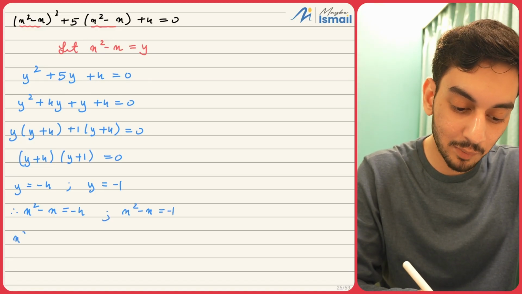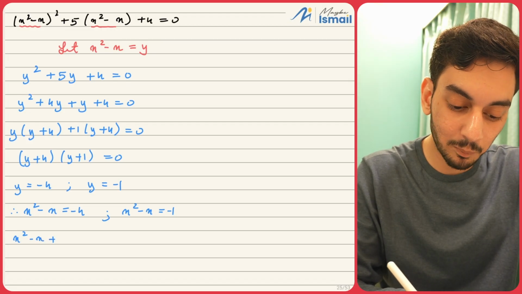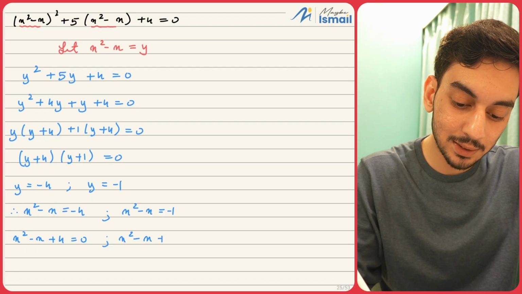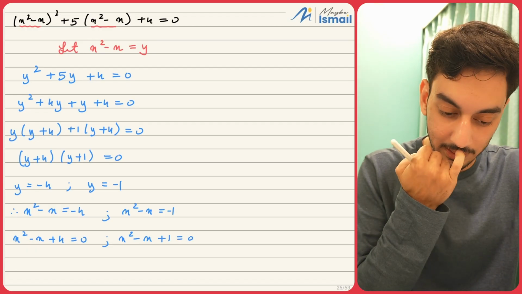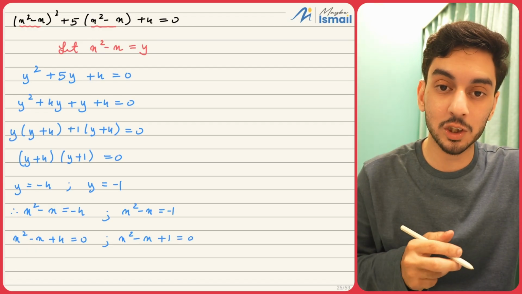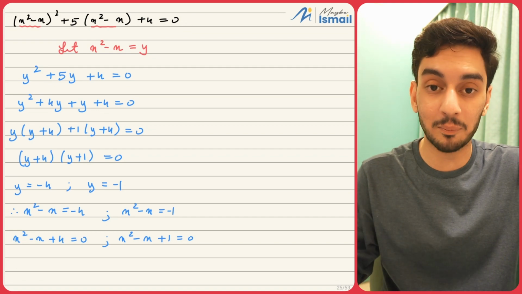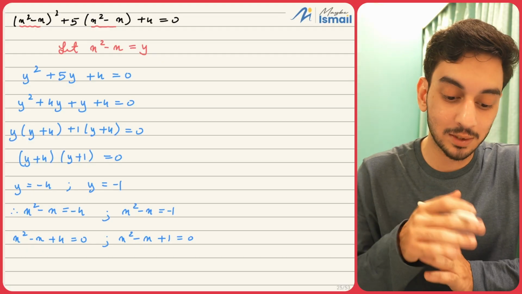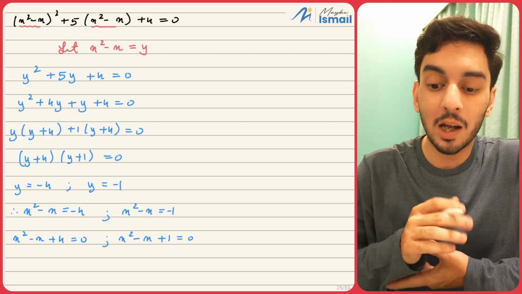When I simplify this, it becomes x square minus x plus 4 is equal to 0, or x square minus x plus 1 is equal to 0. Now these are two separate equations and I need to solve them separately to get the values of x. From here also I'll get two separate values of x from both the equations, so total 4 values. Let us try to solve it.